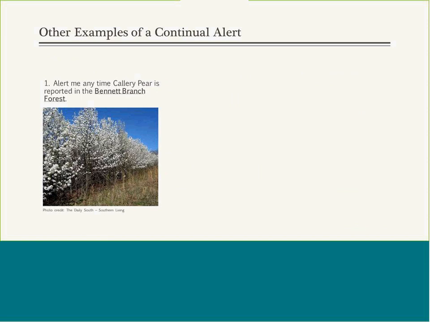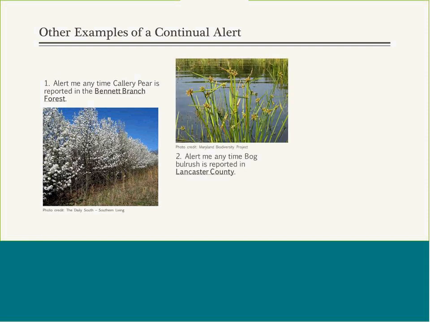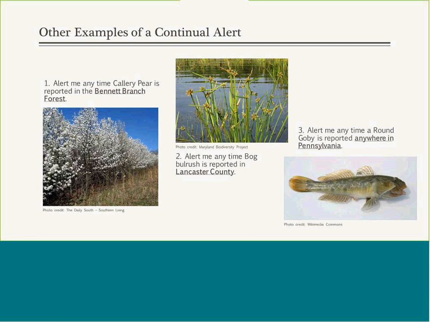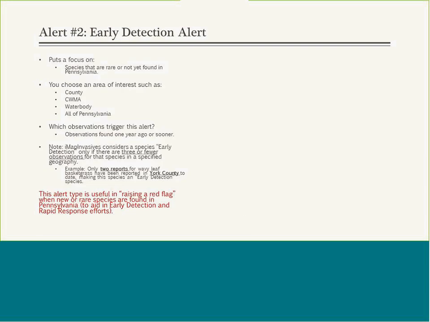Here's examples of what a continual alert could look like. You could say, alert me anytime that callery pear is reported in the Bennett Branch Forest. Maybe this is an area that you work in specifically, and you want to know whenever that species is found there. Say, alert me anytime bog bulrush is reported in Lancaster County. Maybe you have an interest just in what's happening at that county level. You also say, alert me anytime round goby is reported anywhere in Pennsylvania. Maybe you're more concerned about a certain species and anytime it's found within the state. These are all examples of what you could do as far as setting up a continual alert.